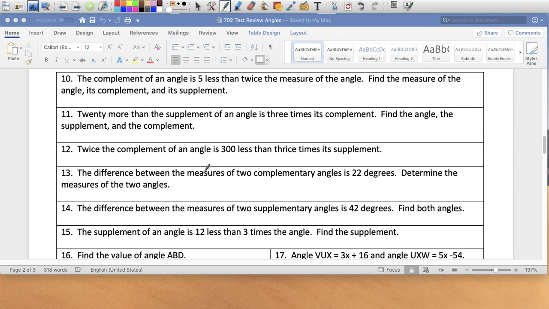The difference between the measures of 2 complementary angles is 22 degrees. So again, remember, if one angle is x, the other angle, its complement, is 90 minus x, right? So the difference between these two is 22 degrees. So the difference between those two, this minus this guy here, is 22 degrees. What are those 2 angles? So x, negative times 90 is minus x, and negative times negative gives you positive x equals 22.